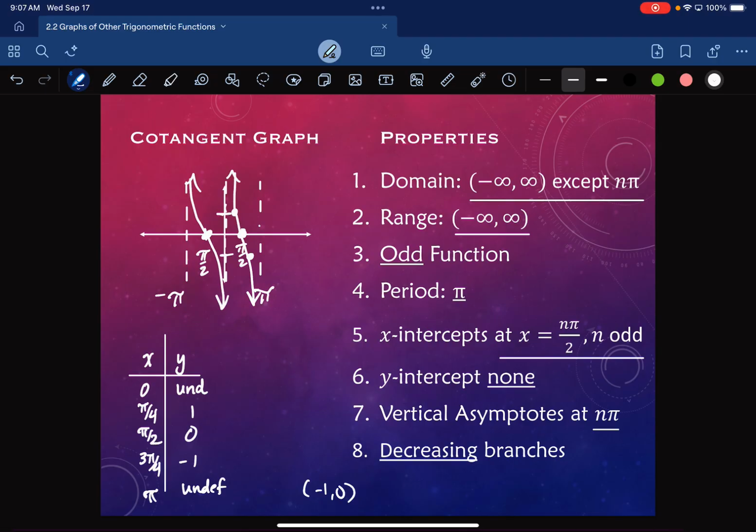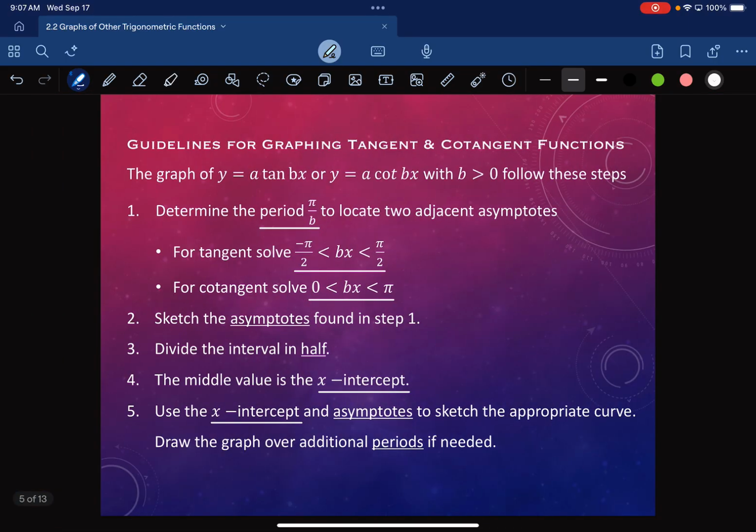Okay, so the next list is going to look like a list we've already seen before, very similar in fact, but not identical. Guidelines for graphing tangent and cotangent functions. So you'll notice some details about how this is written. This has y equals a tangent bx or a cotangent bx. We've already talked about how the a's and the b's sort of affect things. The interesting thing with a, just to make mention of this real quick, is that it was what we called amplitude for sine and cosine, right? So it took our graph and it sort of stretched it up and down. Does that make sense?